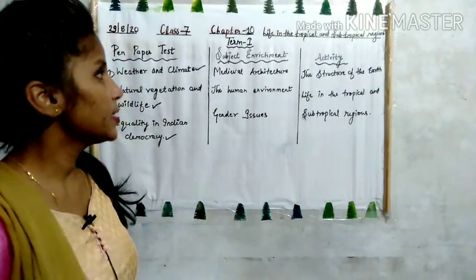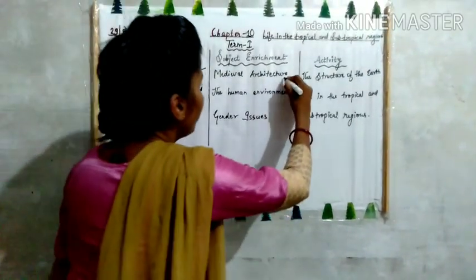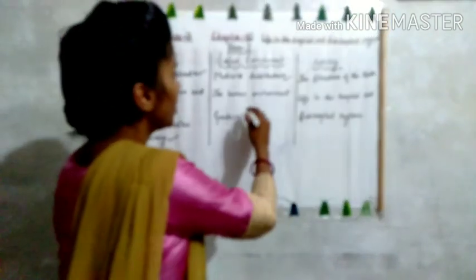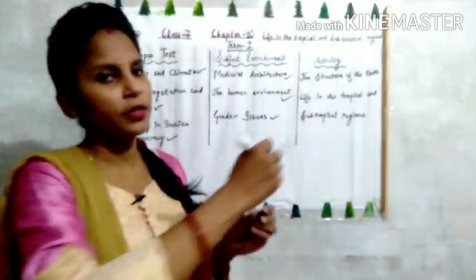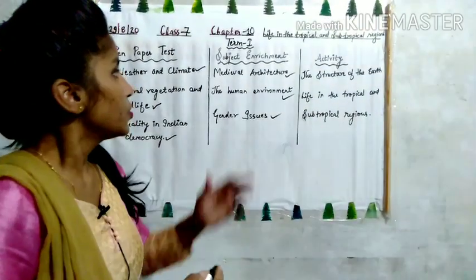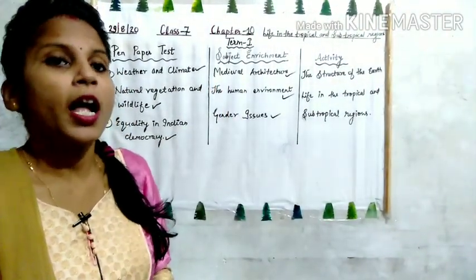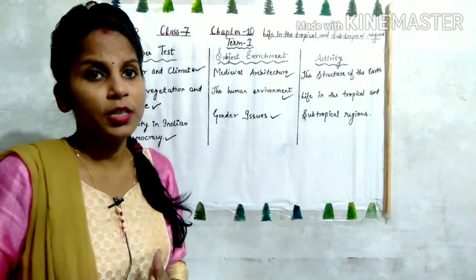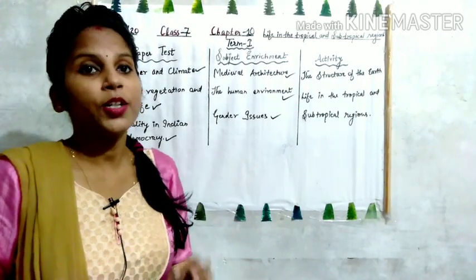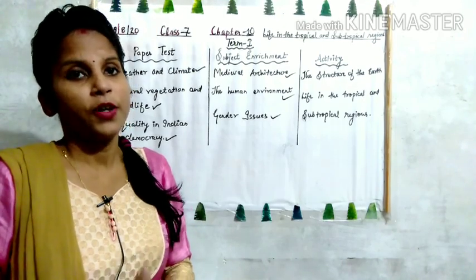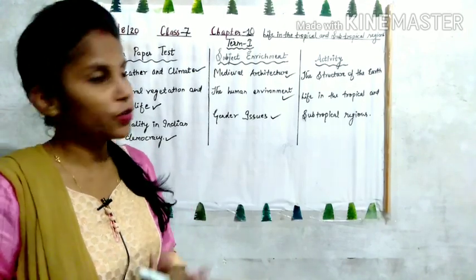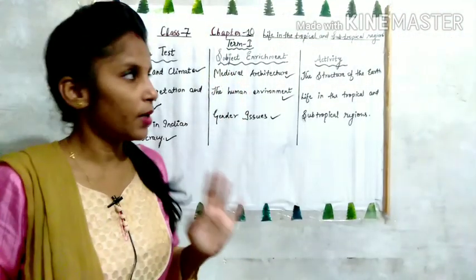So in this, three chapters are there. Medieval architecture, that is also done. The human environment, that is also done. And the gender issues, that is also done. Okay? So what do you have to do in this? I will be explaining the chapter and exercises, but question answers you have to do by yourself. This is for you as subject enrichment. Okay? So this also I have completed.